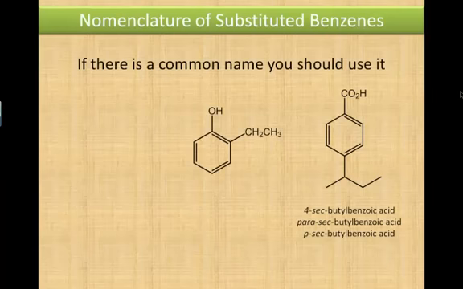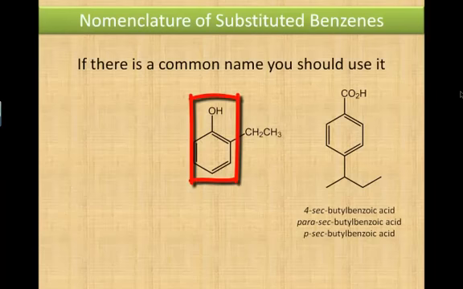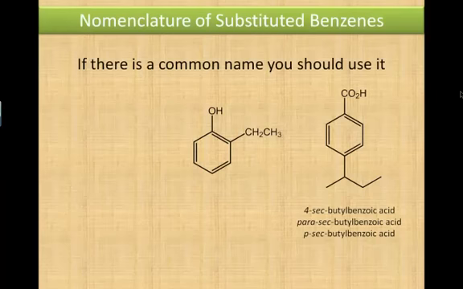If I look at this molecule, I've got a hydroxyl group and an ethyl group. Well, a benzene with a hydroxyl group does have a common name. Remember, we called that phenol. So I would name this as a substituted phenol. So this molecule would be 2-ethylphenol, or ortho-ethyl phenol.